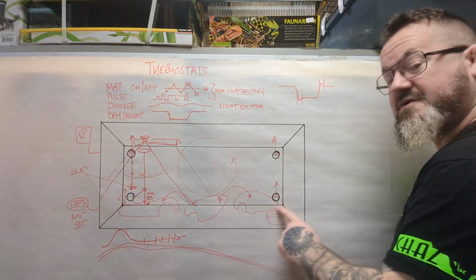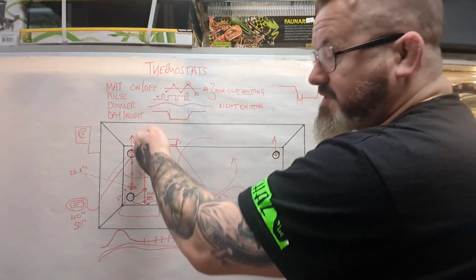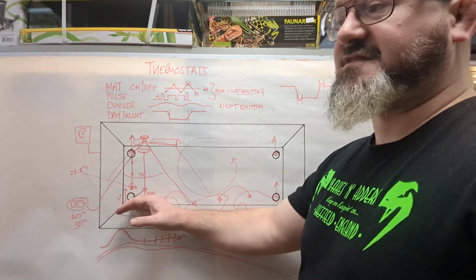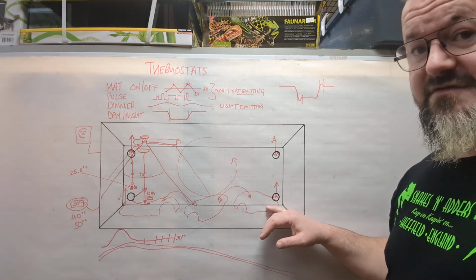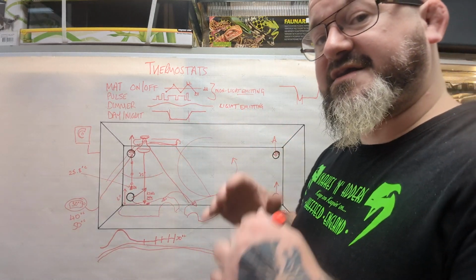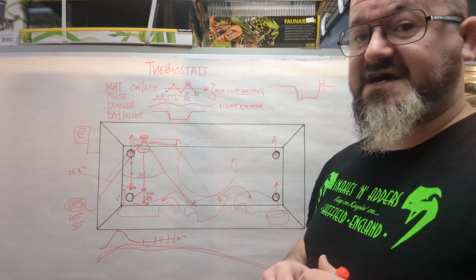That means that this cool end becomes warmer than it would be with a directional heater, which means that I can then have a gradient from, say, 33 to 27 rather than 45 to 26. And that shallower gradient is more in keeping with a rainforest scape.